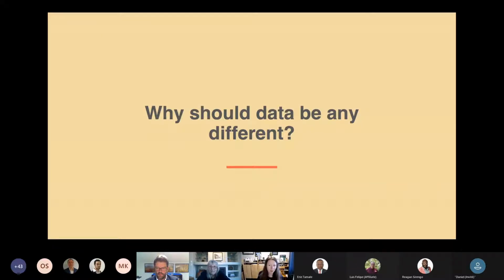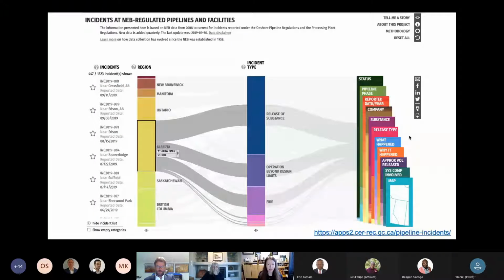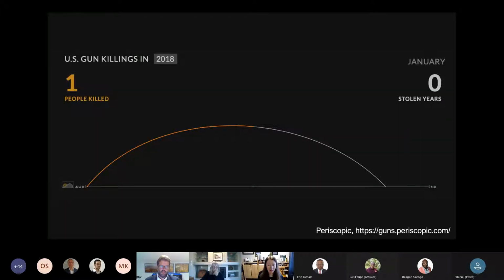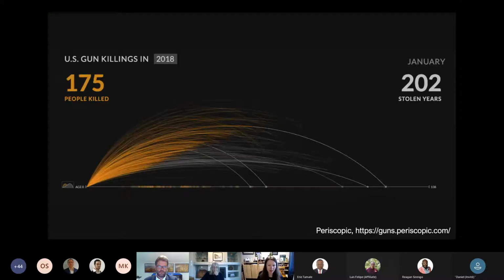And why should data be any different in this respect? Data visualization is a tool that can take data from an abstract, intangible form where it's difficult to understand patterns to something that can be more easily processed by our minds, something with a shape, something we can poke around and explore. And it can even be something that can evoke emotions and tell stories, like this guns visualization from Periscopic.